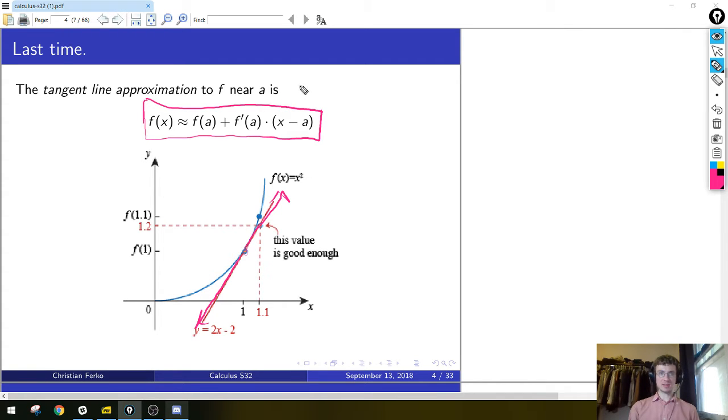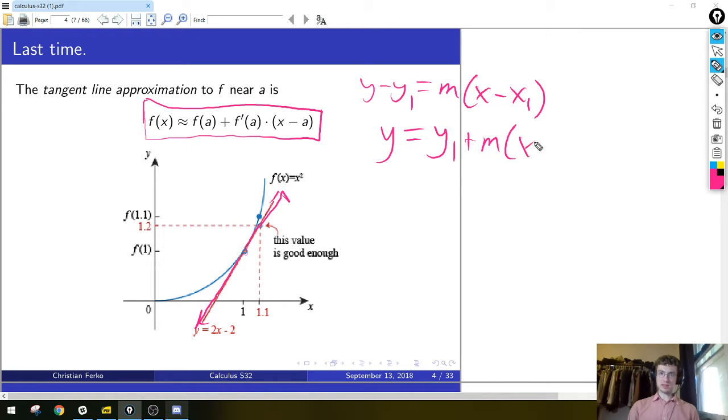This is just algebra. y minus y1 equals m times x minus x1, some magic words that have been pounded into your head since 7th grade. And of course you can rewrite this in the form y equals y1 plus m times x minus x1. And then this is exactly what I've written down. You just notice the derivative, f prime, is paired up because that's the slope. f of a is the y1, x minus a is the x minus x1. So I'm just trying to get into this formula.